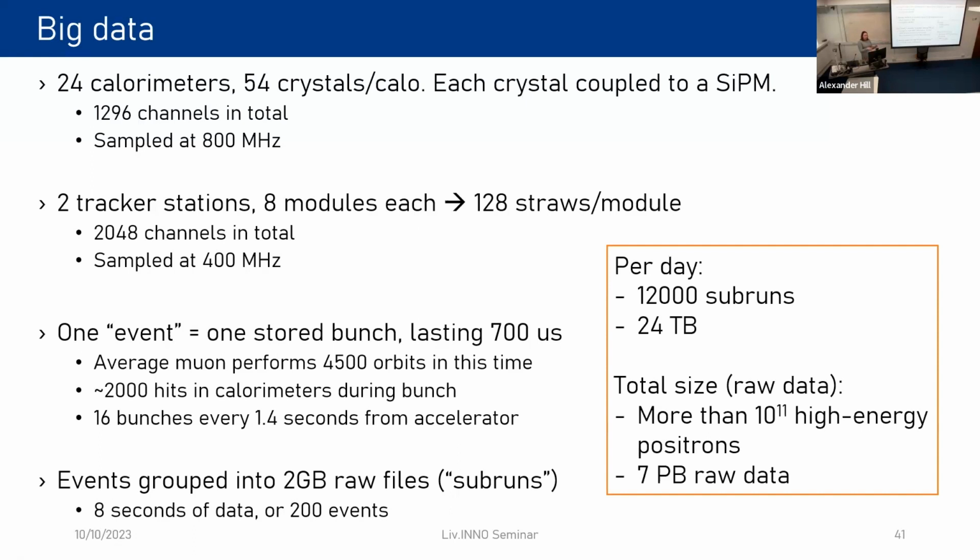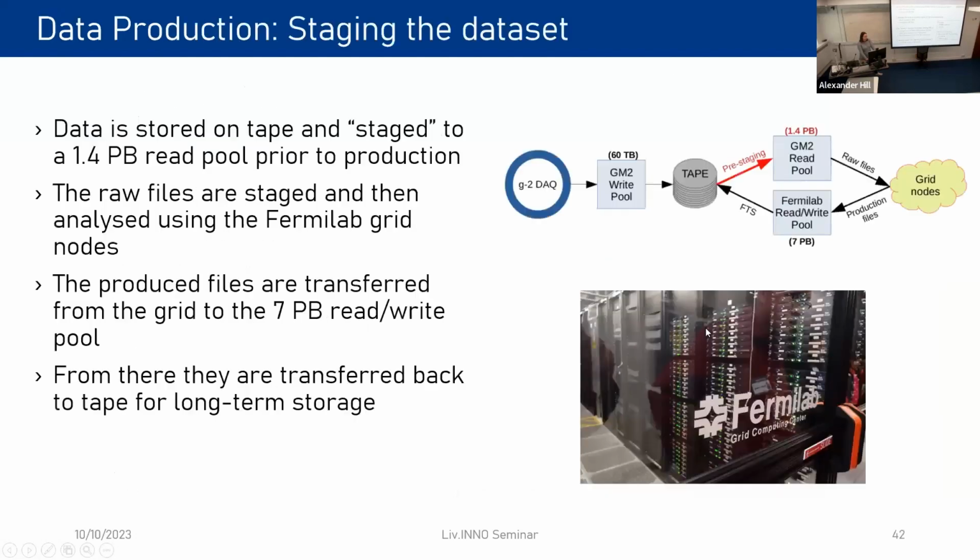We can't really just park this on a PC in the experimental hall. We've got to do something a bit more sophisticated to handle all this. The total size of all of the data in the whole experiment is more than 10 to the 11 high energy positrons, corresponding to 7 petabytes of raw data.